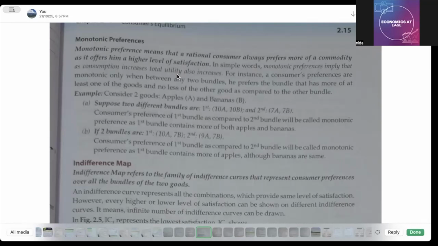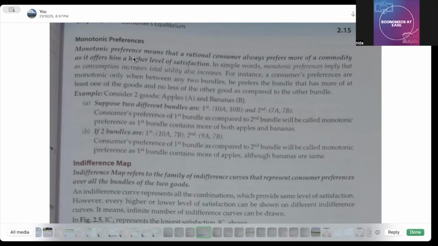For example, आप एक मॉल में गए, वहां पे बंडल्स रखे हुए हैं. For example, मैं आपको पहले बता देती हूँ. Suppose there are two bundles. बंडल A में क्या है? 10 एप्पल्स एंड 10 बनानाज है, और सेकंड बंडल में क्या है? 7 एप्पल्स एंड 7 बनानाज. तो एक कंज्यूमर के हिसाब से आप कौन से बंडल को प्रेफर करेंगे? ऑब्वियस ही बात है जिसमें 10 एप्पल्स और 10 बनानाज हैं, ठीक है, because that is more in number.